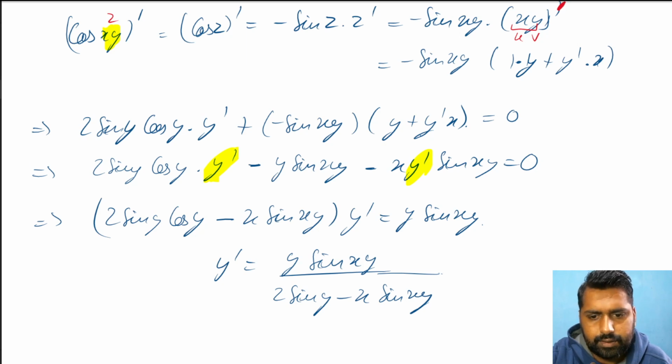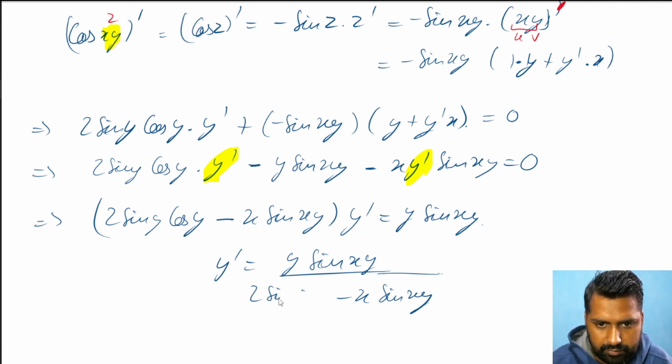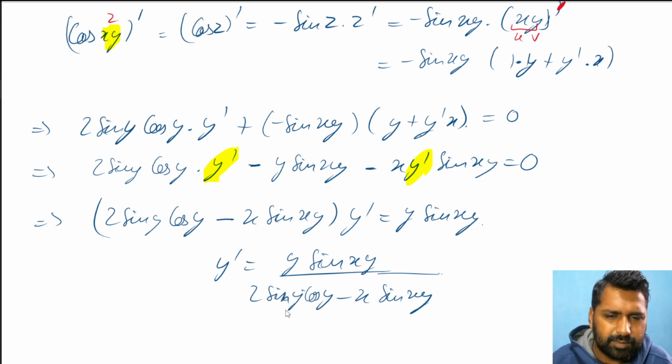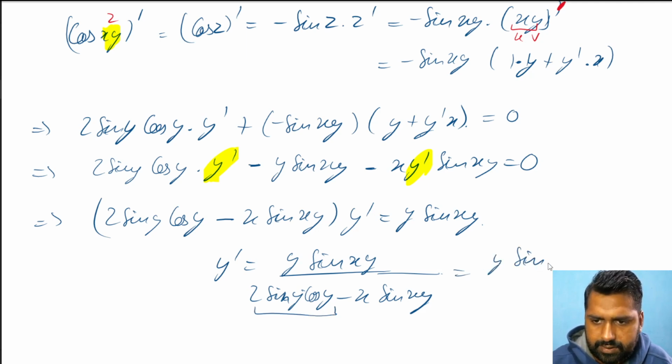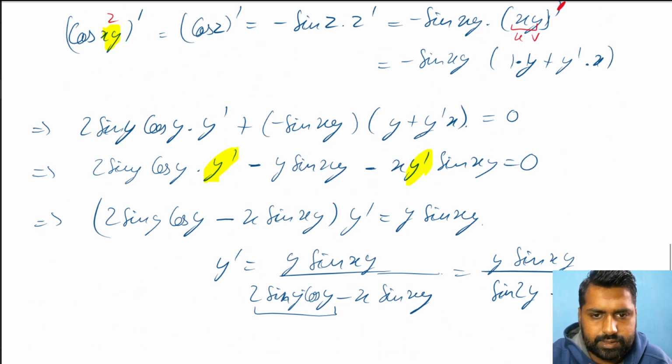y sine xy, sorry, this is 2 sine y cos y. So you can rewrite this as y sine xy upon, 2 sine theta cos theta is sine 2 theta, so sine 2y minus x sine xy. Okay. All right, we're done with this. Let's look at the next one.